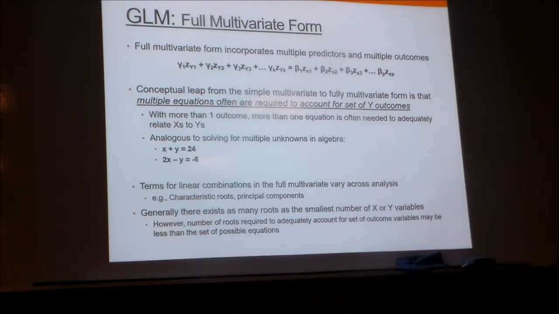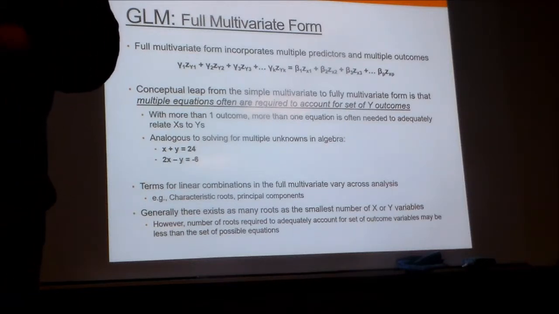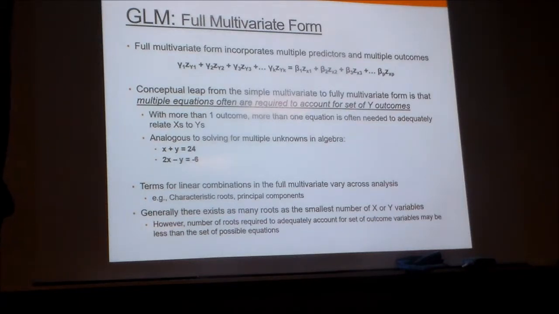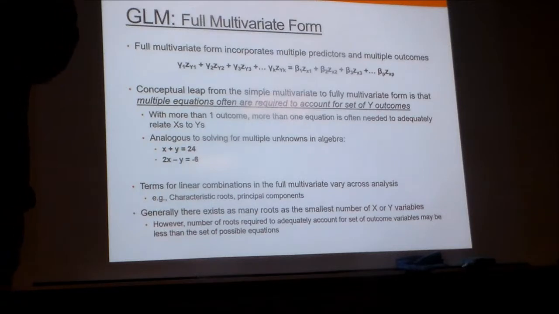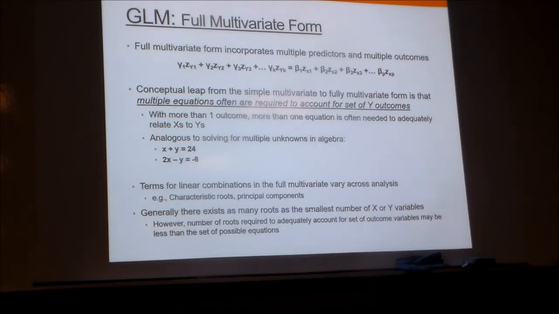It's just a system of equations that are capturing the relation between this set of IVs and this set of DVs, okay? And in general, if we're going with roots, there are as many roots as the smallest number of x and y variables. So if I've got 5 predictors and I've got 3 outcome variables, I have a maximum of 3 characteristic roots to go through and solve these outcome variables, right?